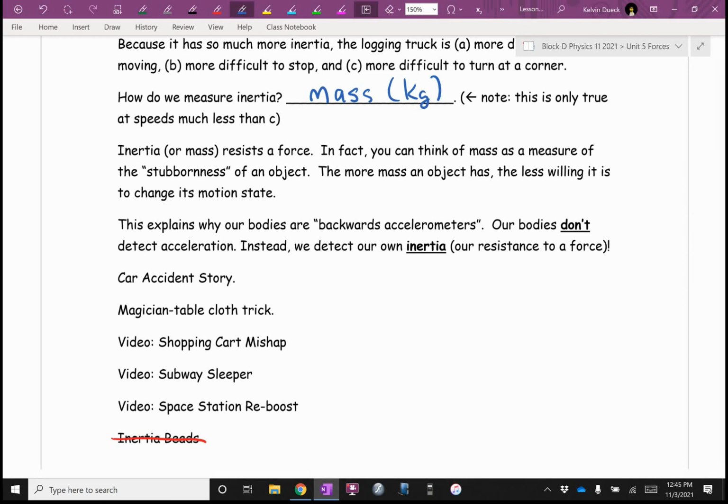I wrote down here car accident story. In 1997, I was a student teacher here, way back when, and I was on my way to SFU on the freeway, and I got rear-ended by a semi-truck.